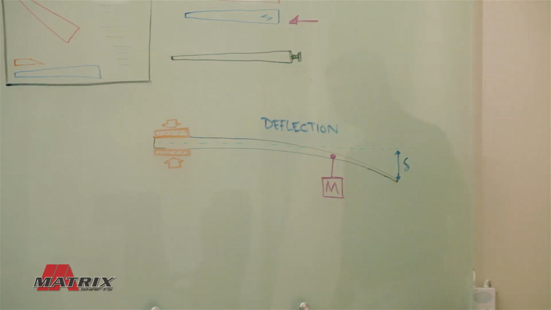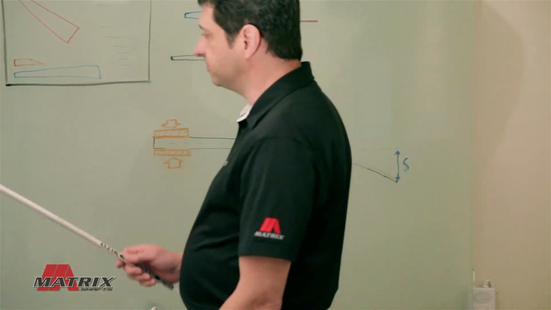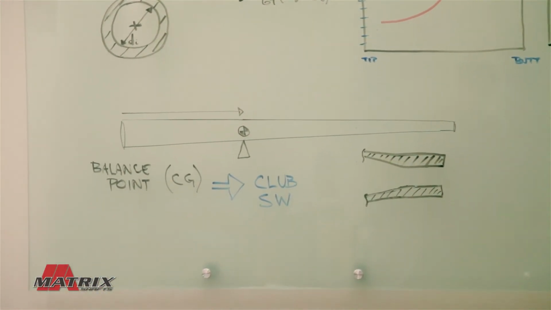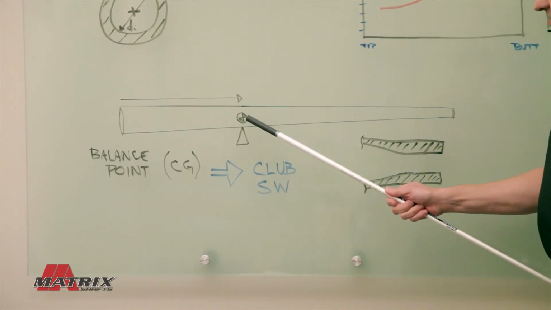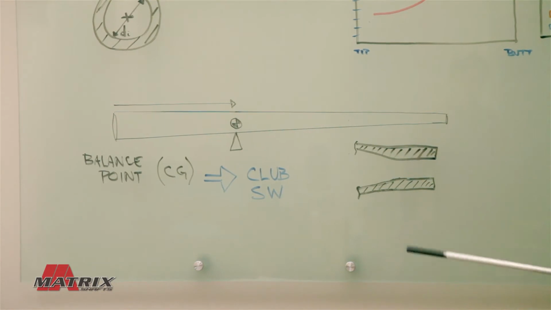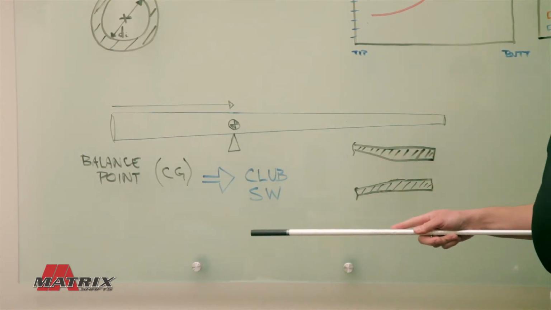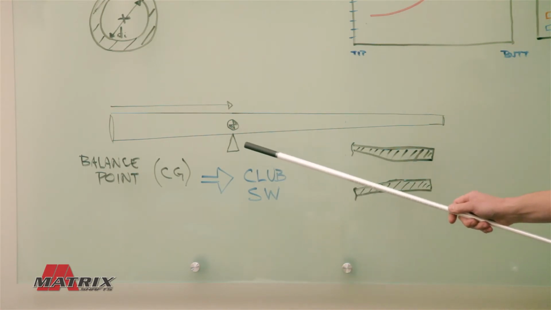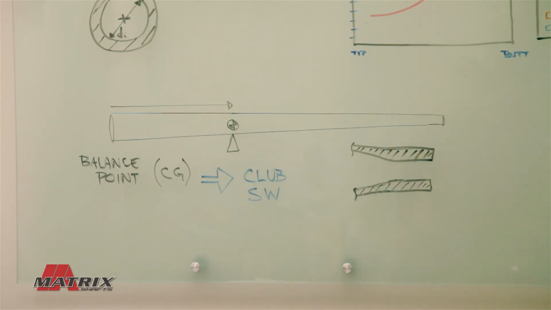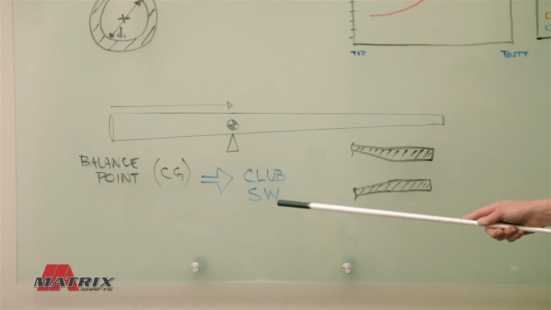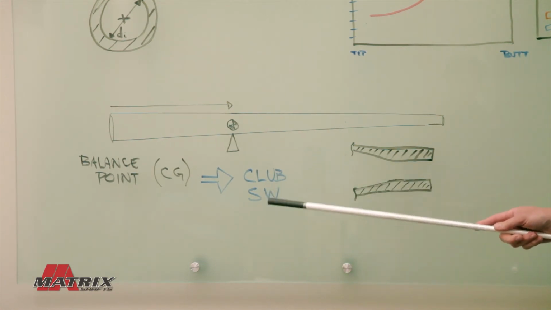Now, one thing that isn't related to the deflection is balance point. And balance point describes the center of gravity location of the shaft. It's the point at which the shaft will balance. And this is shown here. And this will have a major influence on club swing weight.